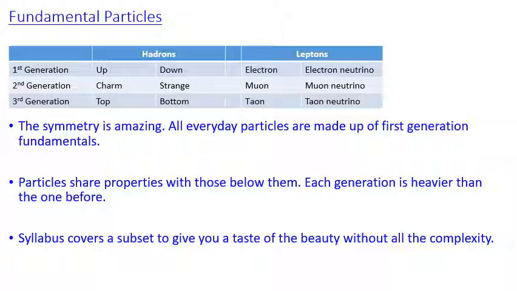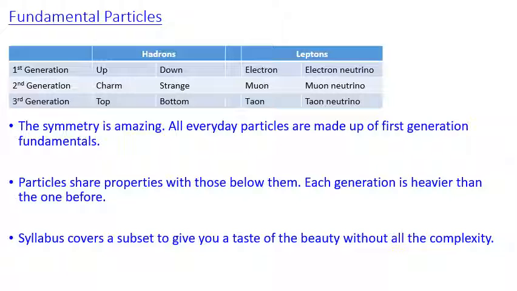So the hadrons and the leptons are very different things. Protons are made up of up and down quarks. Electrons go round on their own. But this idea that we've got 3 generations and each generation has a pair of particles is really very neat and quite amazing.